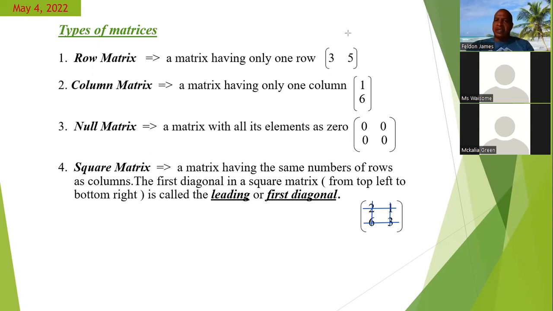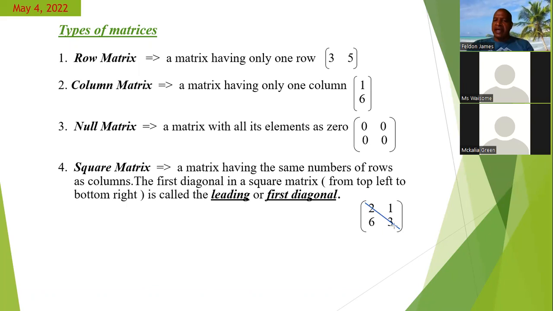Now, a square matrix also has what we call a leading diagonal. If you know your geometry, a diagonal goes from one corner of the square to the next corner of the square. So the leading diagonal has to do with the numbers starting from the upper left going down to the lower right.